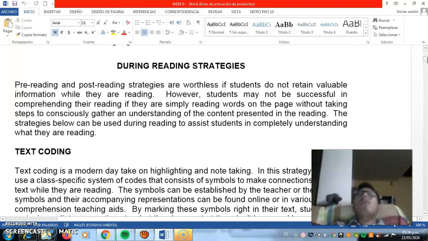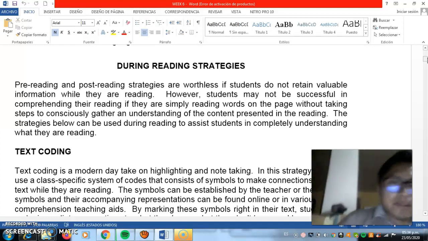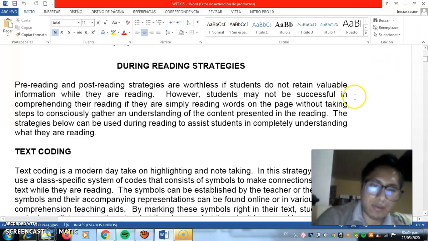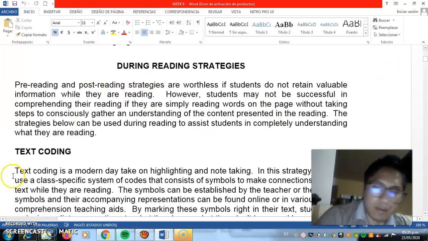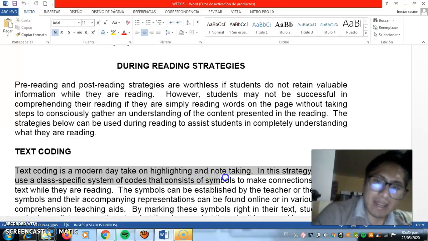In this case we have many different stages and activities. I'm very sure that they are going to help our students, and of course they're going to help you too. So let's see here. The first one is text coding. As you see, the most important idea it mentions is this: text coding is a modern day take on highlighting and note taking.